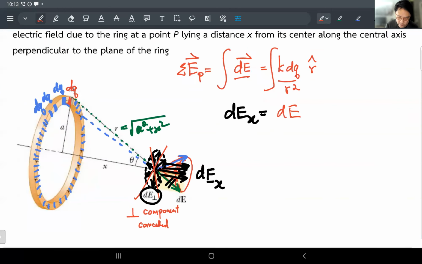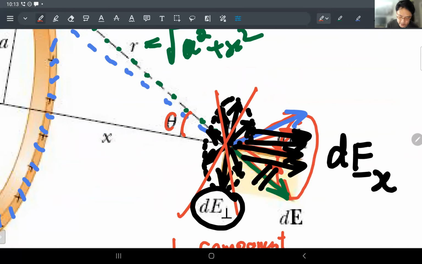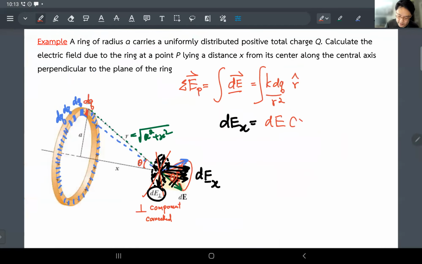Well, we know the angle. That's theta. If this is theta, this is going to be theta. It looks dirty right now, but I think you guys got my geometry down here. So you only need the cosine theta component of the dE. Cool? Okay. And this is the one that you need to do the summation. So you do the integral of the dE along the x-axis.